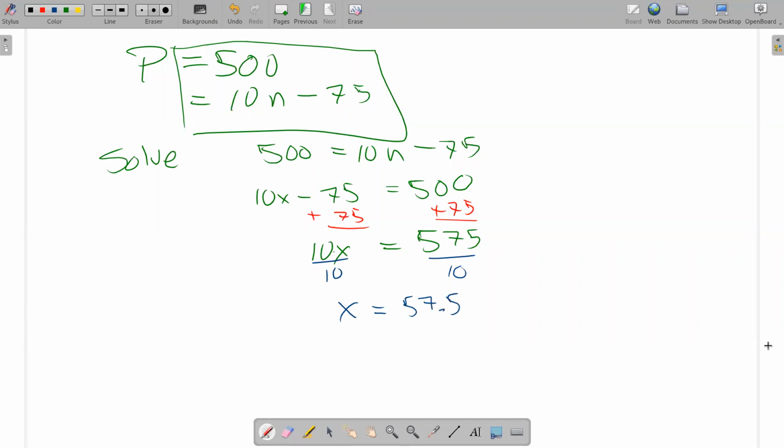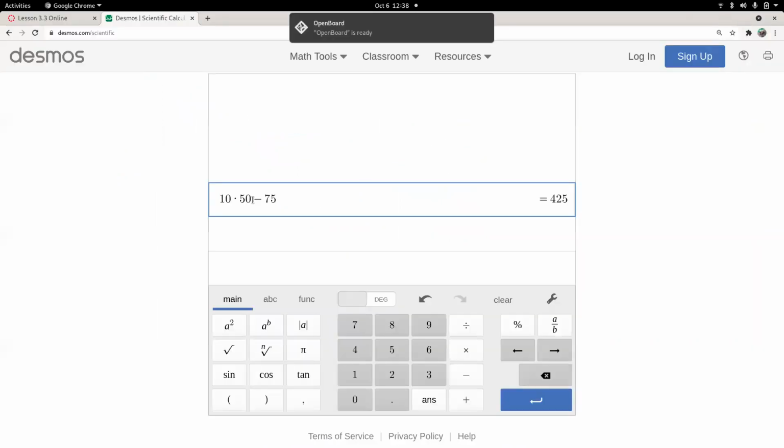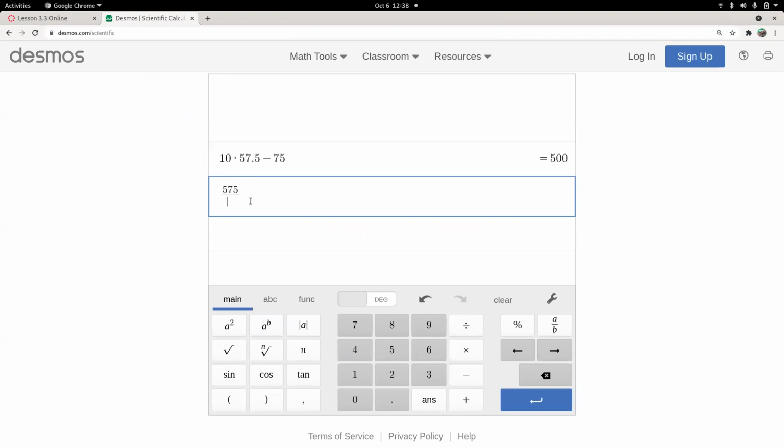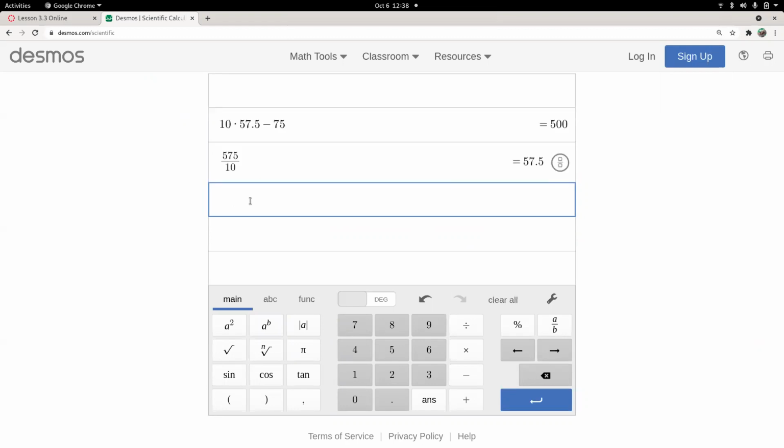Always a good idea to check on a calculator. So we'll check that in a couple of ways. First is I'm just going to plug in 57.5, and I get exactly 500. So that's definitely a check that'll work there. Otherwise, I had 575, and I divided by 10, and there's my 57.5. So I'm double checking my numbers.